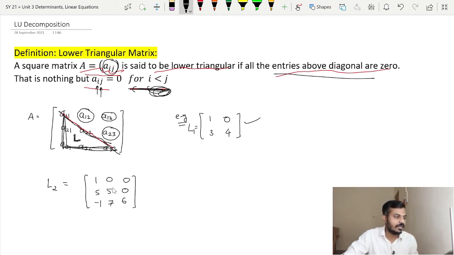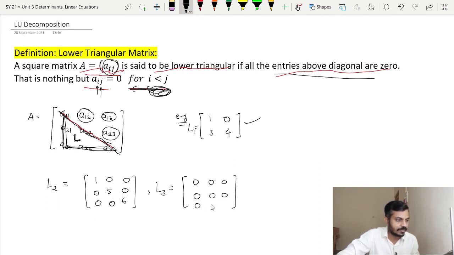As you can see, the entries above the diagonal are 0, and if I take these entries to be 0, still it is a lower triangular matrix, but it is also an upper triangular matrix now. Okay, we will come towards the definition of upper triangular matrix later on. Moving towards the next example, if all the entries are 0, the null matrix, this is also a lower triangular matrix because these entries are 0. So whenever we talk about a lower triangular matrix, we just focus on the entries above the diagonal. If they are 0, then we say that it is a lower triangular matrix.